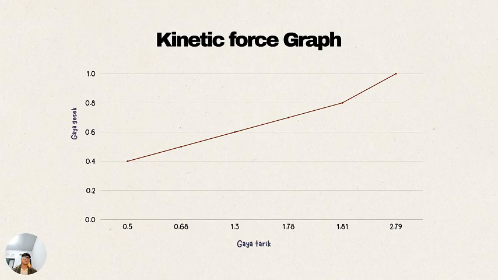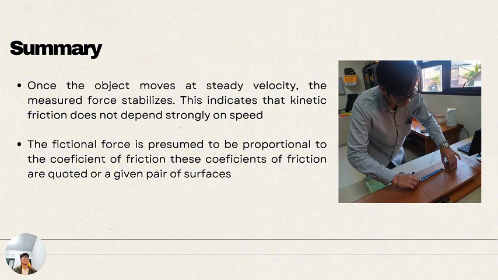The summary. Once the object moves at a steady velocity, the measured force stabilizes. This indicates that kinetic friction does not depend strongly on speed, and the frictional force is presumed to be proportional to the coefficient of friction. These coefficients of friction are quoted for a given pair of surfaces.